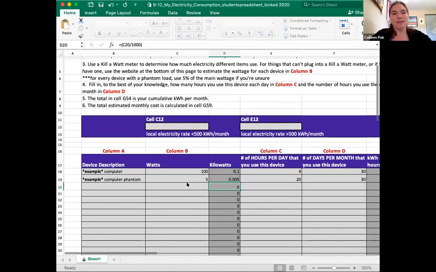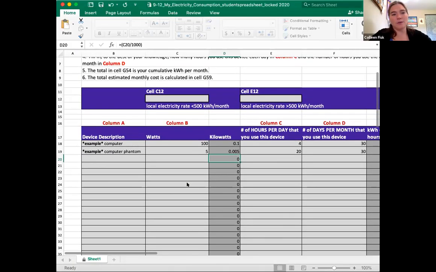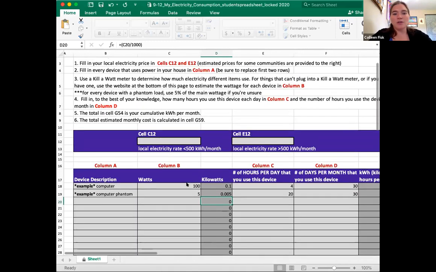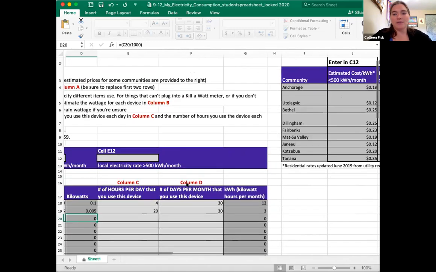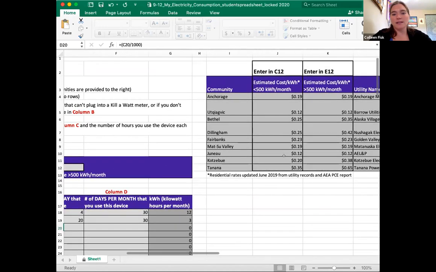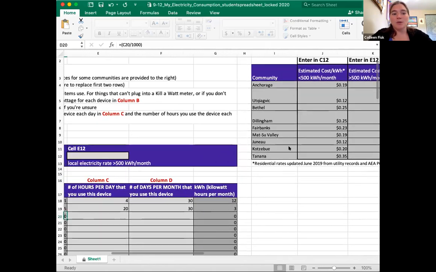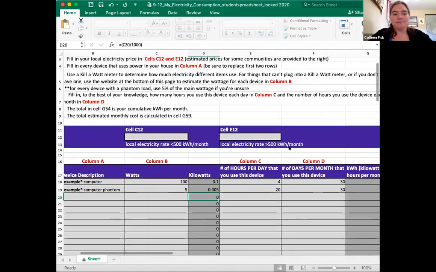There we go. Okay, so you will download this from Canvas or get it from your thumb drive or the ACA Energy Smart website. And you're gonna put in your electricity rate. I have some rates, these are 2019 rates of some communities, or you can look up yours. Obviously not everybody's community is on here, and I only have Alaskan ones on here. So put in your electricity rate.